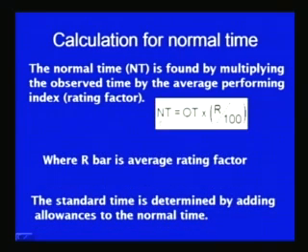And so, here normal time N t is calculated using observed time multiplied by the average rating performance of the worker. R bar indicates the average rating factor of the worker during the study. So, the standard time is further calculated by using the normal time and adding the suitable allowances allowed.